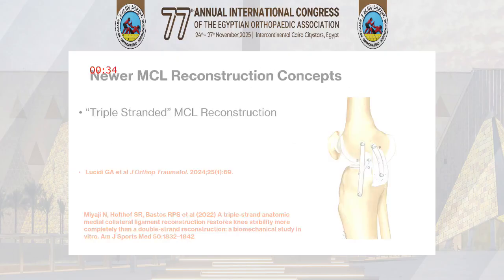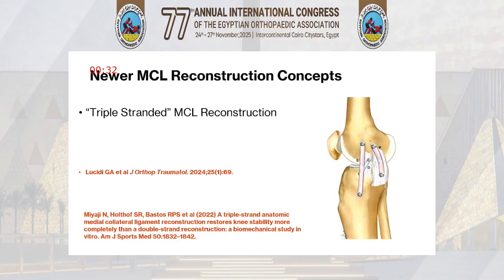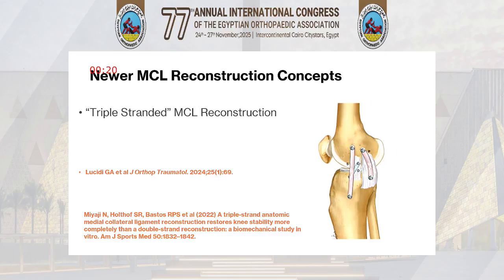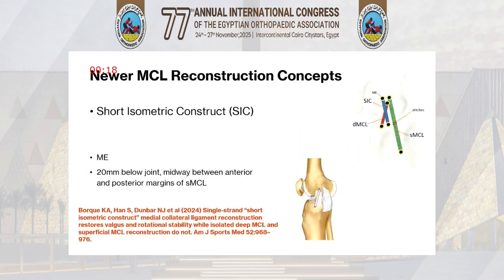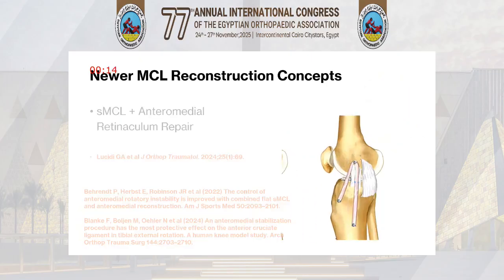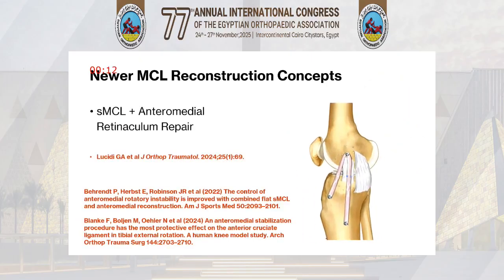These are secondary injuries. The primary issue with contemporary techniques is the lack of external rotation control. So newer techniques are reported, and these are triple strand reconstructions or short isometric construct reconstructions, and superficial MCL and anterior retinaculum repair, but these are under experimental stages.